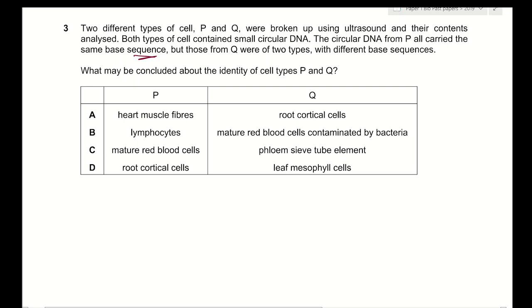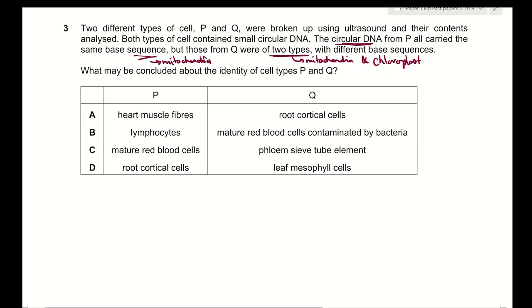Now, first of all, about the circular DNA from these cells, they basically mean that both mitochondria and chloroplasts have circular DNA. And if P has circular DNA, all the same base sequence, this means that it only has mitochondria. But those from Q were two types with different base sequences. So the two types of circular DNA must be mitochondria and chloroplasts in this case. The reason for this is that the DNA in the nucleus is linear DNA, it's not circular DNA. So the only two choices we have are mitochondria and chloroplasts.